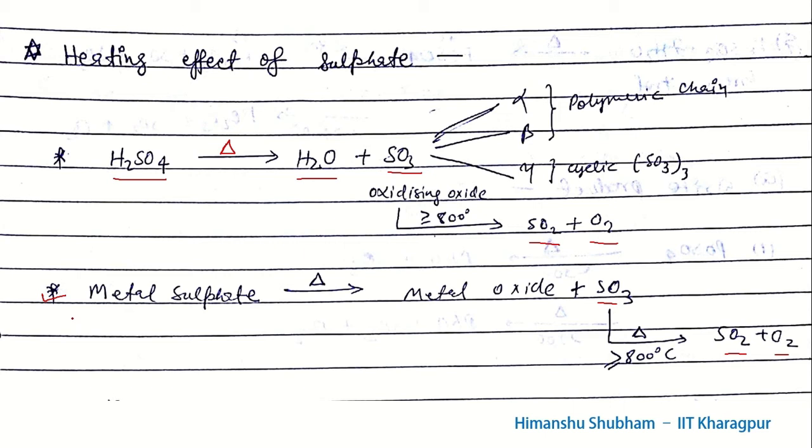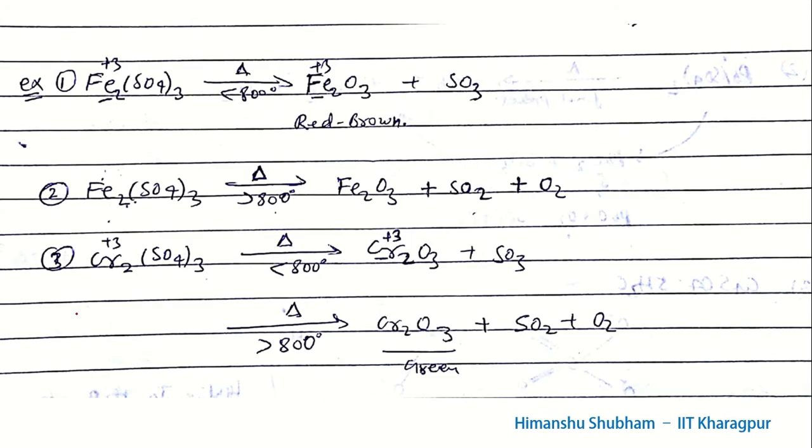Now this heating effect on sulfate is going to be a little tricky because we won't always see this particular decomposition trend. We will see some deviations from it in some specific cases, and just to make things easy, I will try to explain so that you could remember when we would see such deviations. So let's start with some examples here.